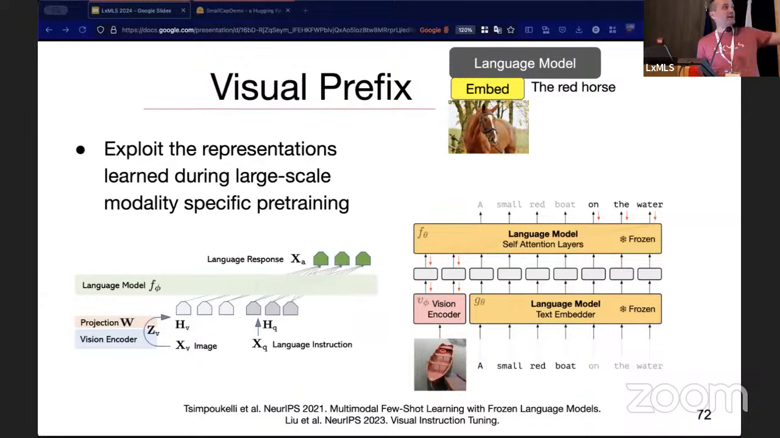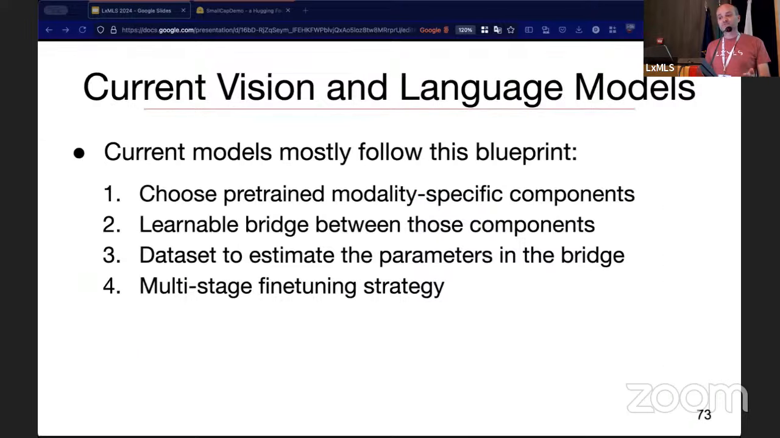On the left-hand side here, we have a visualization of what happens in the LLaVA model for visual instruction tuning. And it's the same thing. What they're learning here is a projection into embedding space. And so this brings us all the way up to what I will call current vision and language models, so that the slide doesn't become antiquated.